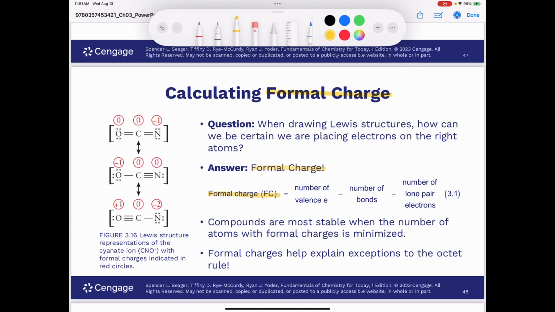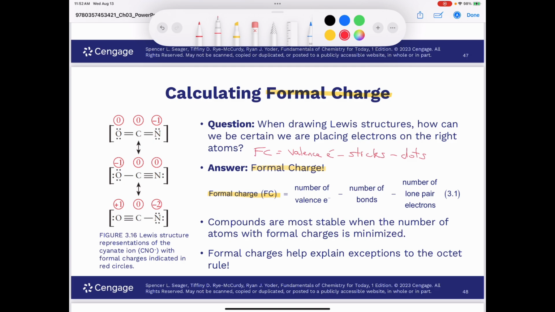I have an easier way to do it. Mr. Dion's way of doing it is this. Formal charge is going to be equal to the number of valence electrons. So it's the same so far. Then we're going to subtract the number of sticks, and we're going to subtract the number of dots, okay? So a stick is a bond, and a dot is just an unpaired electron. Compounds are most stable when the formal charge is minimized. So preferably a formal charge of 0, but formal charges help explain exceptions to the octet rule.